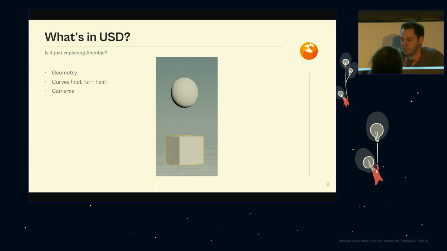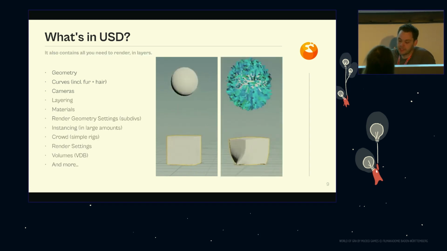So in essence, you could use it as a replacement for Alembic. You just store geometry data in there with some moving bits and pieces. You can put cameras in there, fur and hair, and in that essence, it could just replace Alembic. But it can do way more.